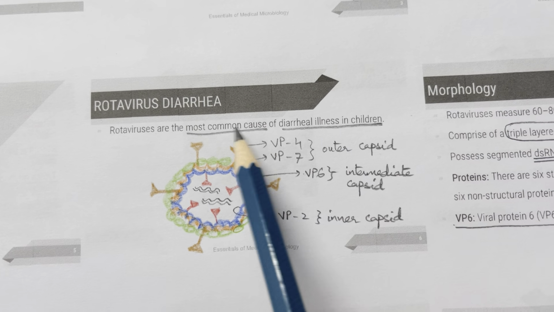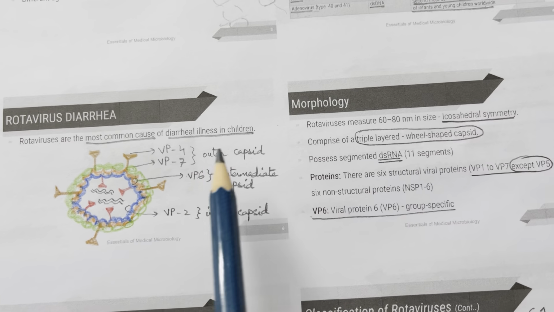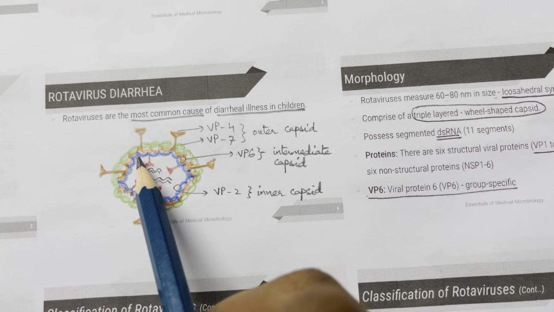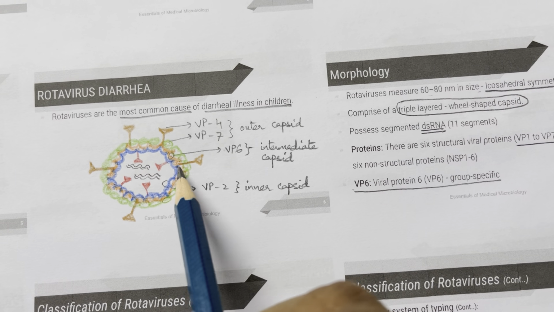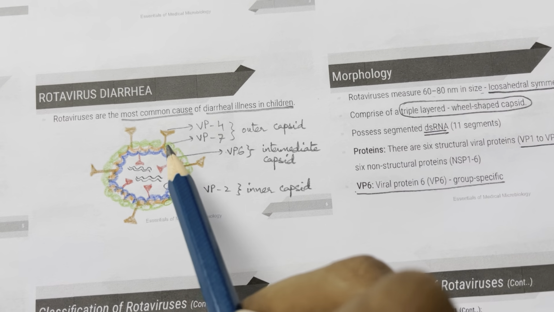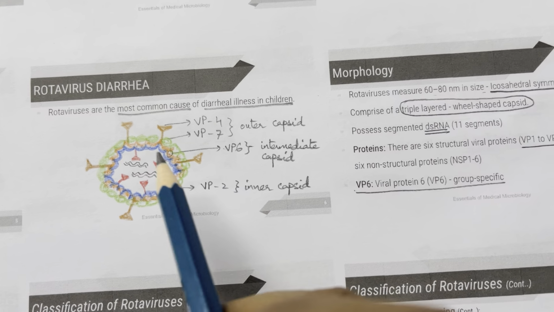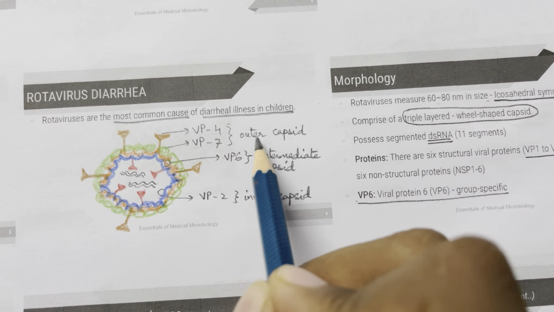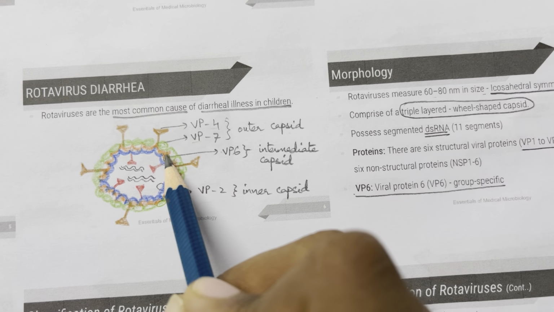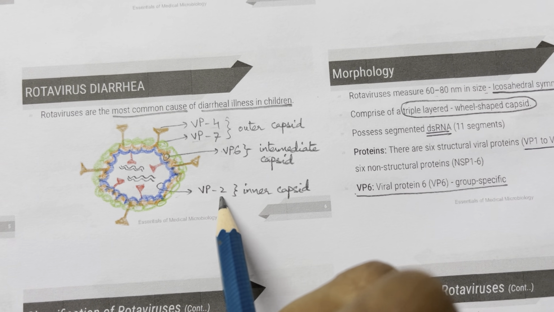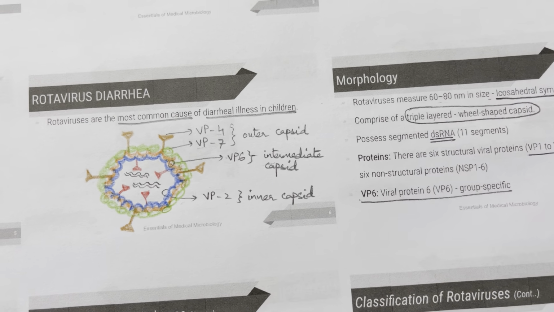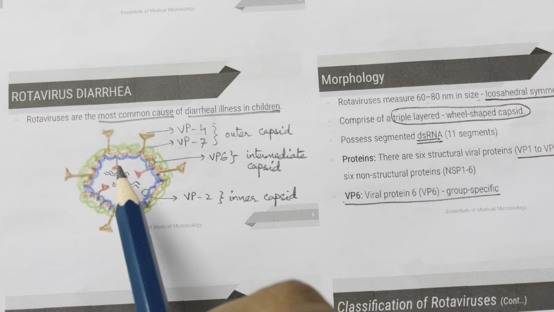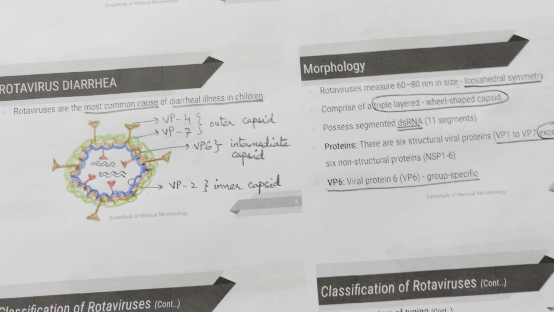So rotaviruses are the most common cause of diarrheal illness in children. They measure 60 to 80 nanometers in size, and they have icosahedral symmetry. Okay, so they comprise a triple layered wheel shaped capsid. So you have VP4 and VP7 proteins in the outer capsid, VP6 proteins in the intermediate capsid, and VP2 in the inner capsid. Okay, so it possesses 11 segments of double-stranded segmented RNA.